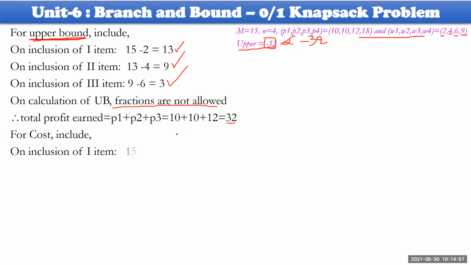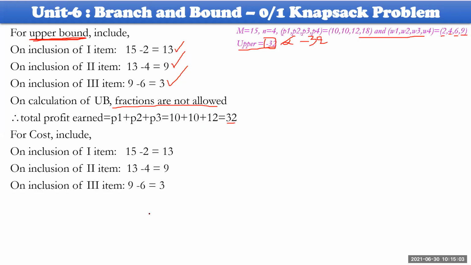Cost will also be the same, but fractions are allowed. So look at this: totally 9 minus 6, that is 3. How much space is left over here? 3 more units are left within the bag. So the fourth item will be placed as 3 by 9 into 18. 3 by 9 twos are 18, so 3 twos are 6. Therefore, that is the value 6.